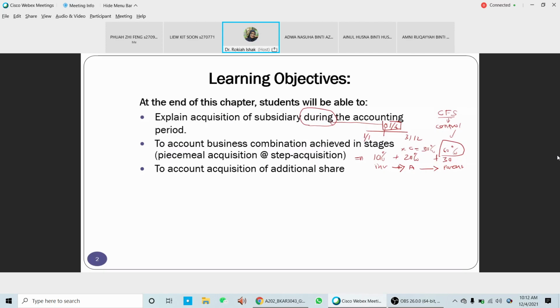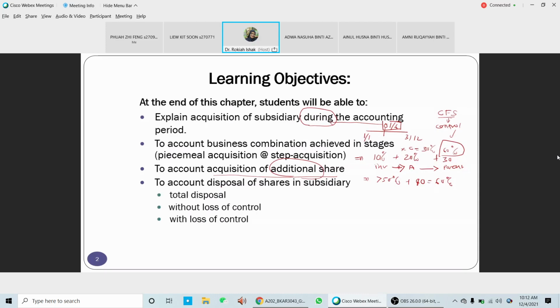Then we are going to account for the acquisition of additional shares. This means that you already have control with 50%, and then you add some more shares, maybe another 10%, becomes 60%. So this one is additional shares. You already have control, but you add some more shares. The next one is disposal of shares, where you dispose of shares in a subsidiary. When you have a total disposal, it means you sell your subsidiary, so there is no more subsidiary.